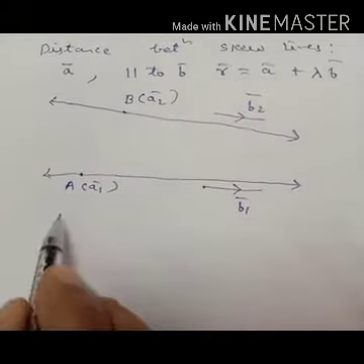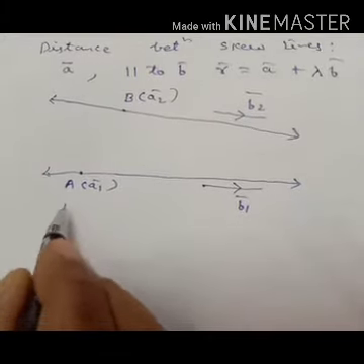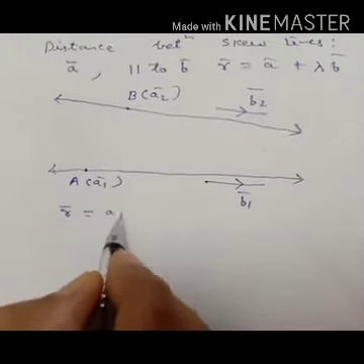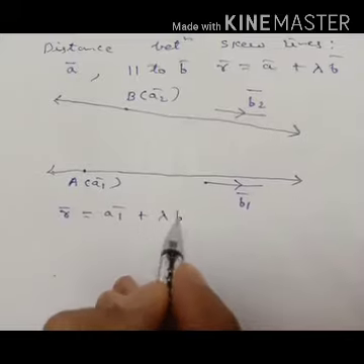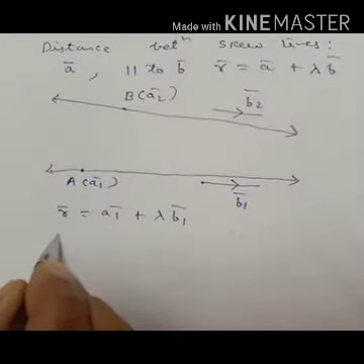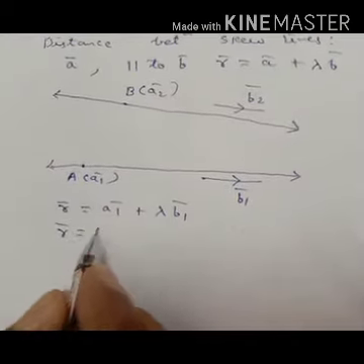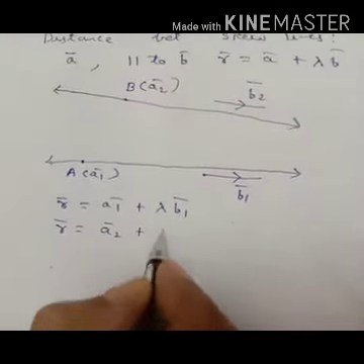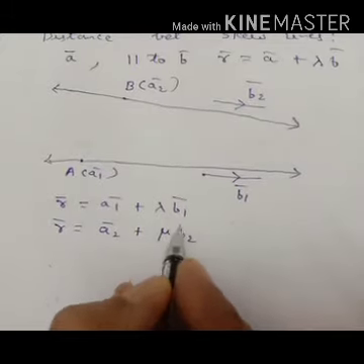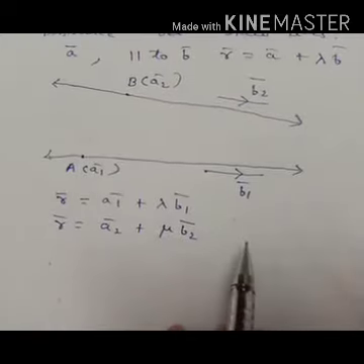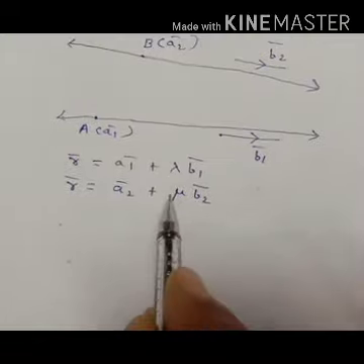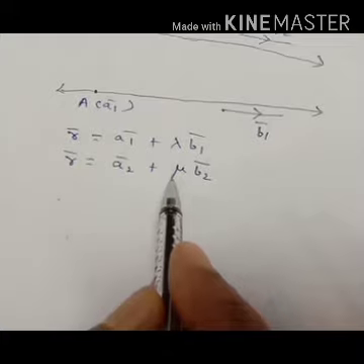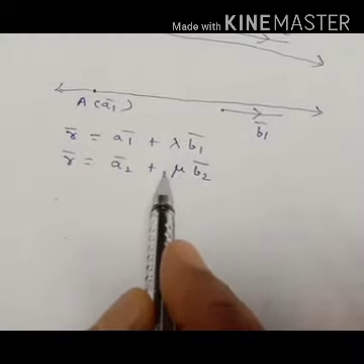Then the equations of the lines in vector form: R bar equal to A1 bar plus lambda B1 bar. The equation of the other line passing through point B: R bar equal to A2 bar plus mu B2 bar. Now the two lines are different, so their scalar multiples we have taken by different notations, lambda and mu.